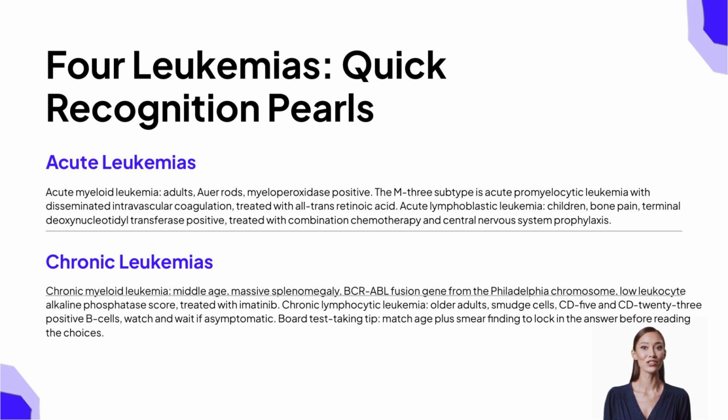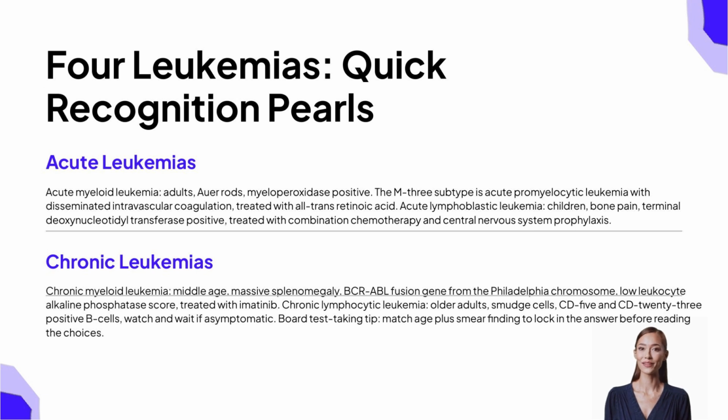Acute lymphoblastic leukemia. Children, bone pain, terminal deoxynucleotidyl transferase positive, treated with combination chemotherapy and central nervous system prophylaxis. Chronic myeloid leukemia, middle age, massive spleen, Philadelphia chromosome with BCR-ABL, low leukocyte alkaline phosphatase, treated with imatinib. Chronic lymphocytic leukemia, older adults, smudge cells, CD5 and CD23 positive B cells.